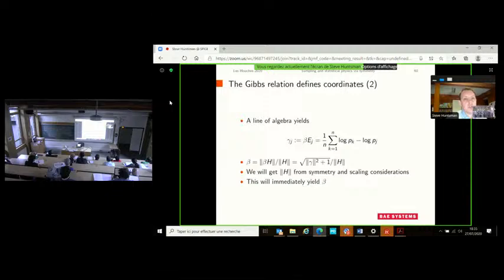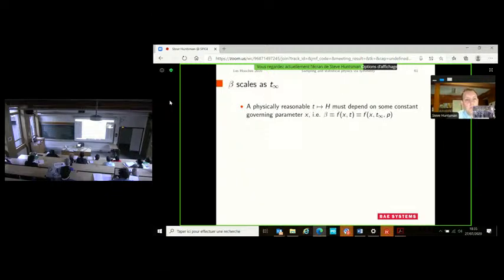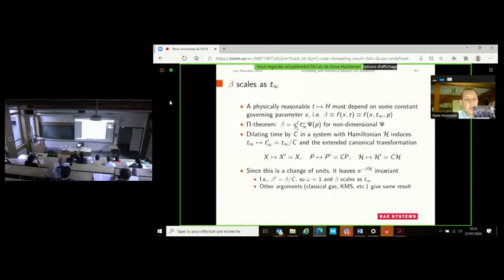So how do we get the norm of h? The first thing is some dimensional analysis. If we have this map that we want from t to h, it's got to depend on some other parameter. The Buckingham pi theorem says that the scaling should be of this form, as long as there's just one governing parameter. Maybe you could imagine there's multiple, but we'll be parsimonious and say there's just one. Let's think about a Hamiltonian system. You dilate time, and it induces an extended canonical transformation.